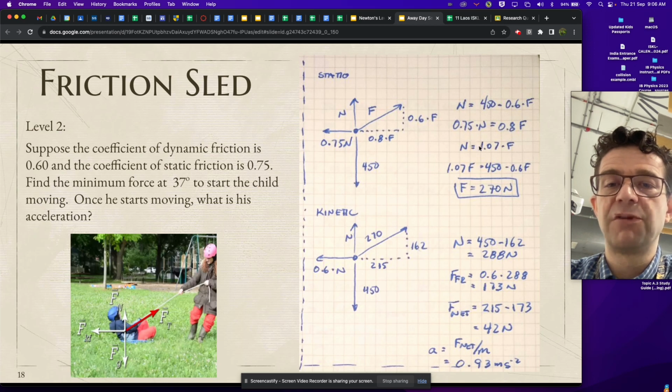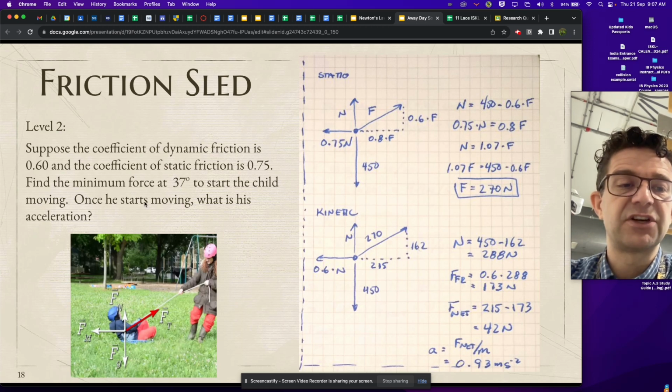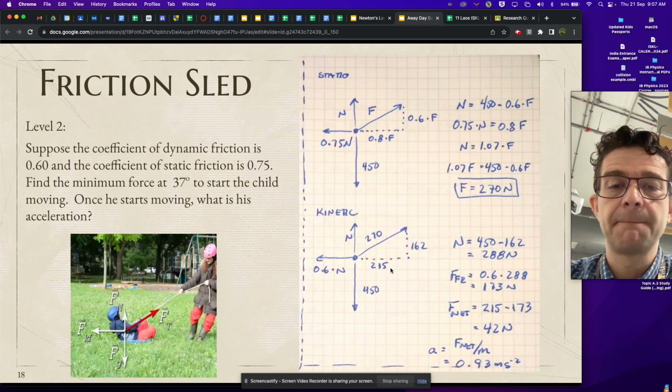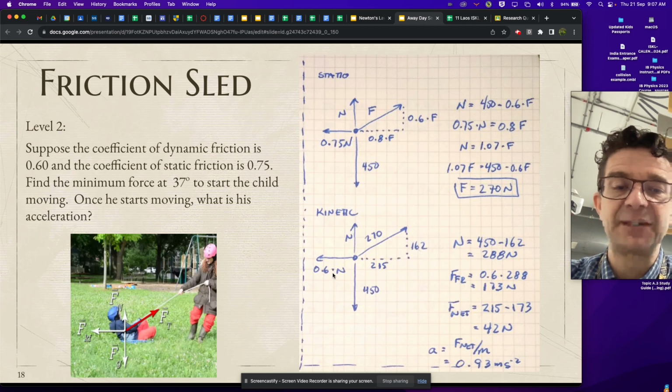Rearranging that, we get the normal force is 1.07 times the applied force. Now we can make that substitution into our first equation to solve for the applied force. And rearranging it, we can find that the applied force is 270 newtons. Once the child starts moving, if we have that same 270 newton force, we can now calculate what the two components are. The situation changes, though, because we don't have 0.75 times the normal force for static friction. We have 0.6 times the normal force for dynamic friction.